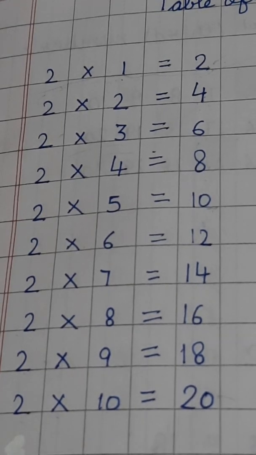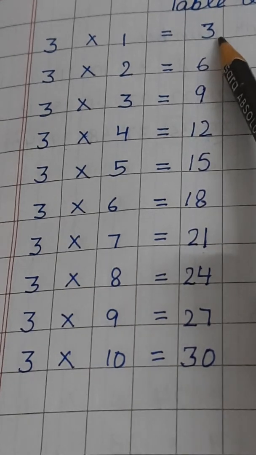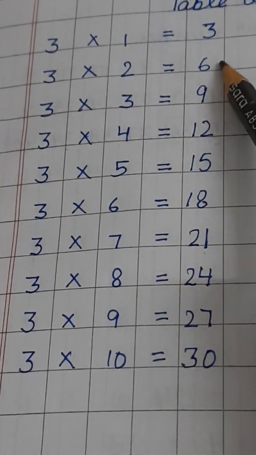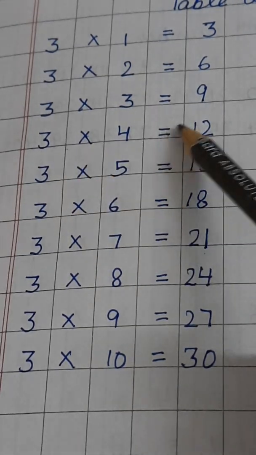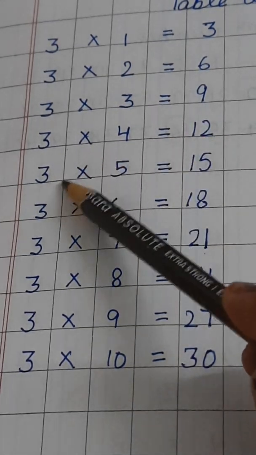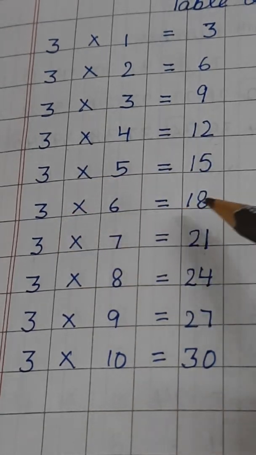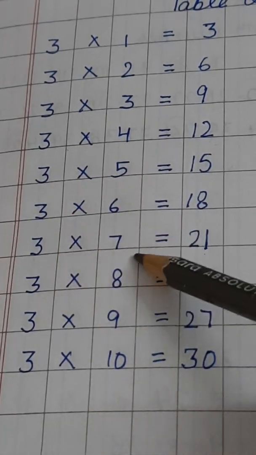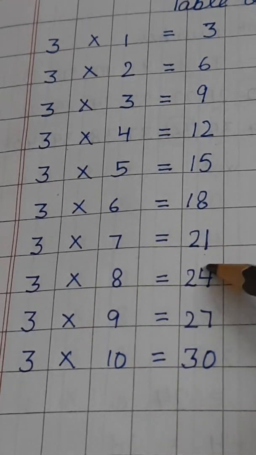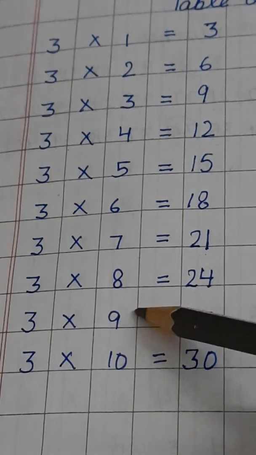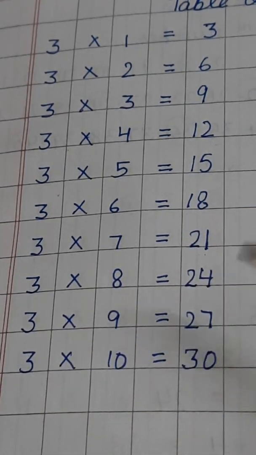Now let's revise the table of 3. 3 1s are 3, 3 2s are 6, 3 3s are 9, 3 4s are 12, 3 5s are 15, 3 6s are 18, 3 7s are 21, 3 8s are 24, 3 9s are 27, 3 10s are 30.